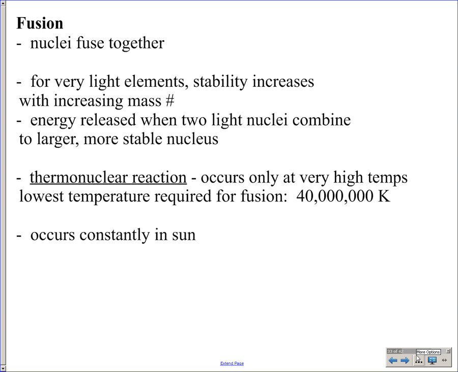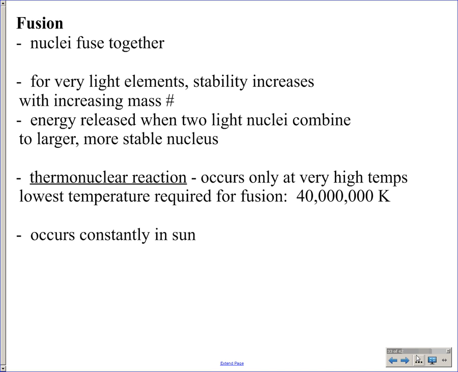Fusion, last thing, this is mainly two smaller nuclei fusing together. It's something like in the sun, which is a natural process in the sun. Two helium nuclei can form a hydrogen nucleus. So for very light elements, usually gases, the stability will actually increase when you increase the number of neutrons to offset the number of protons so that you have a better ratio.